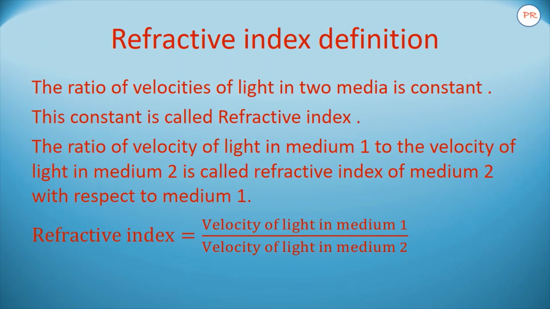The ratio of velocities of light in two media is constant. This constant is called refractive index. The ratio of the velocity of light in medium 1 to the velocity of light in medium 2 is called the refractive index of medium 2 with respect to medium 1. Here is the formula. Refractive index is equal to velocity of light in medium 1 upon velocity of light in medium 2.